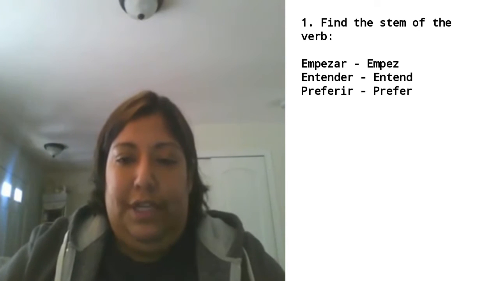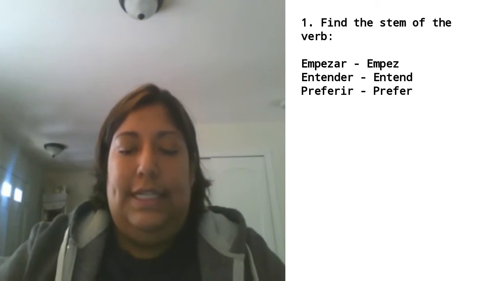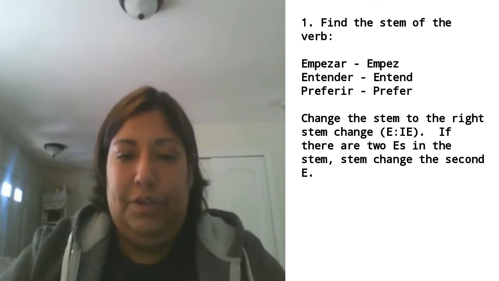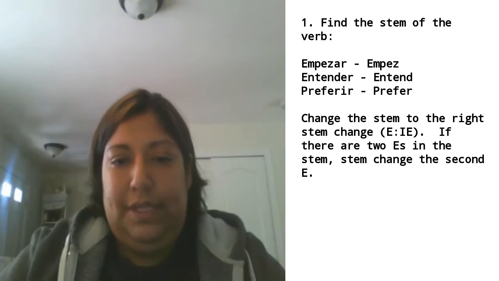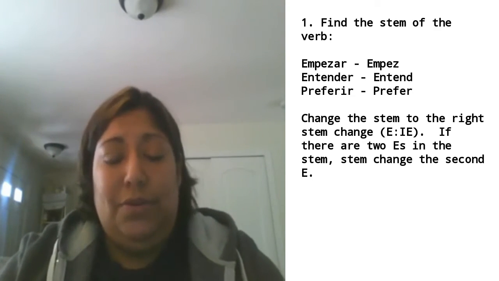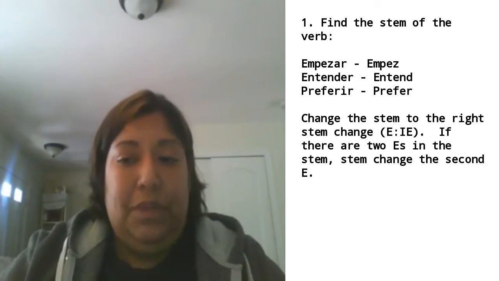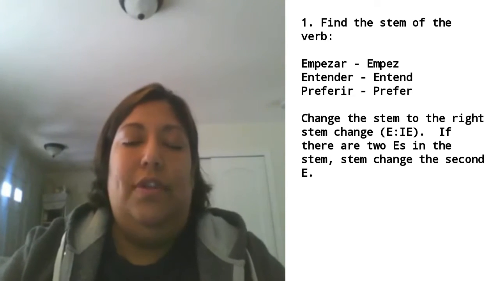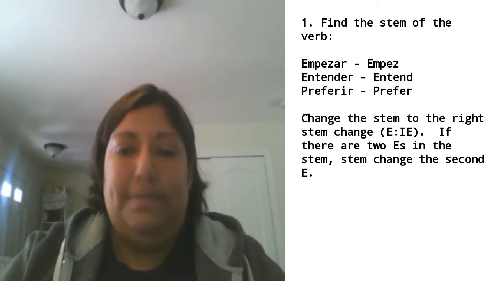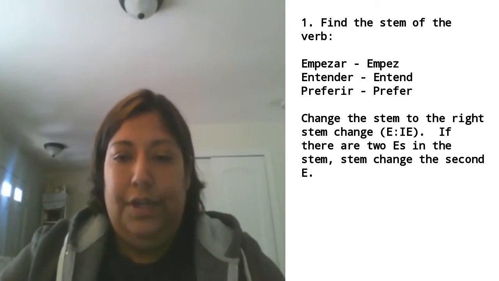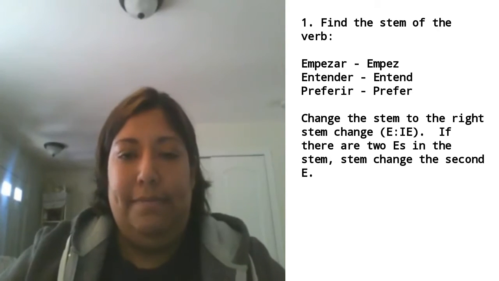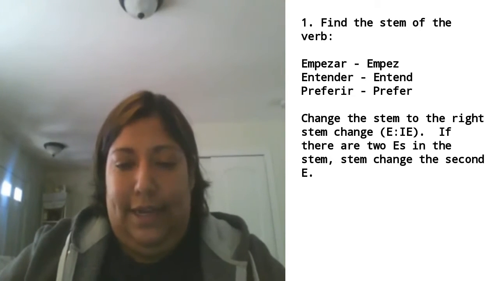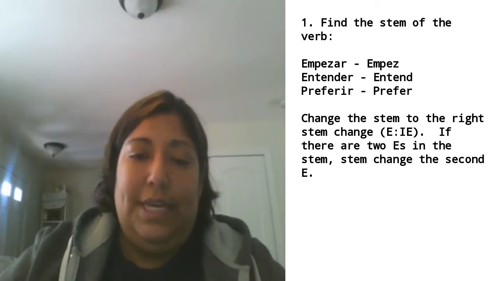In this category, for this module, these verbs stem change from E to IE. So in the examples that we just talked about, there happen to be two E's in the stem. When there are two E's in the stem of the verb, usually the second E is the one that's going to stem change. So we find the stem of the verb. Let's take empezar. The second E in that empez stem is going to change from E to IE.